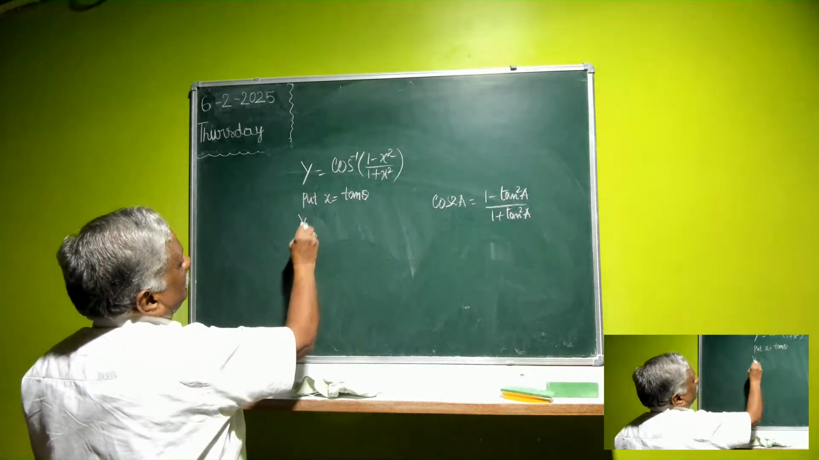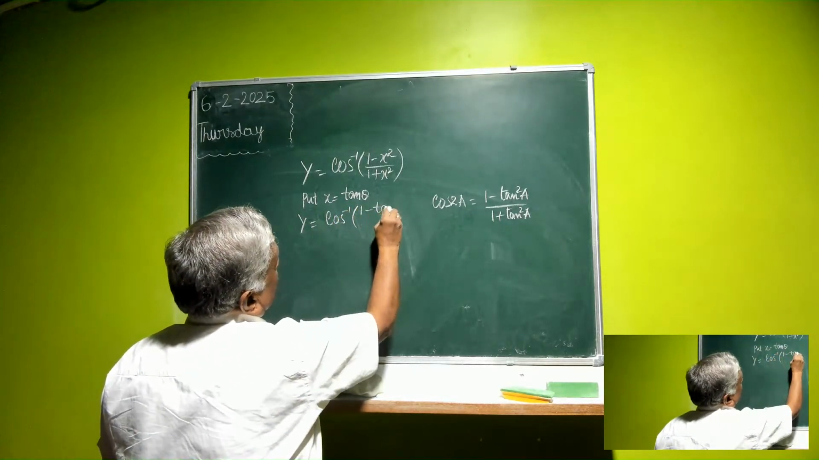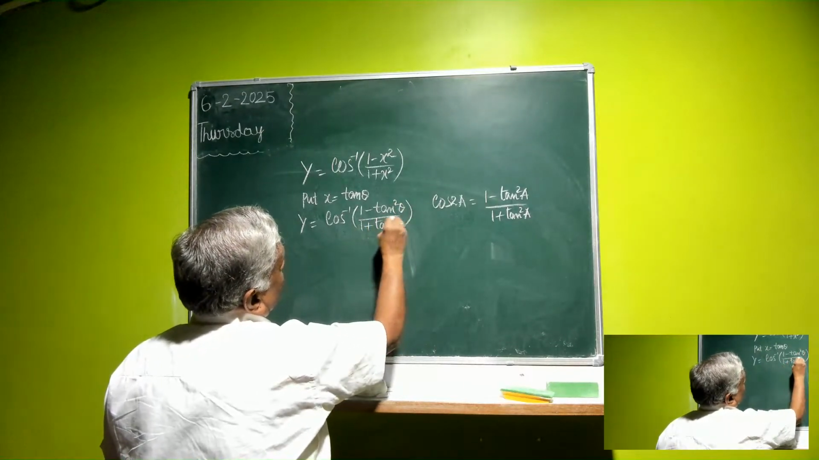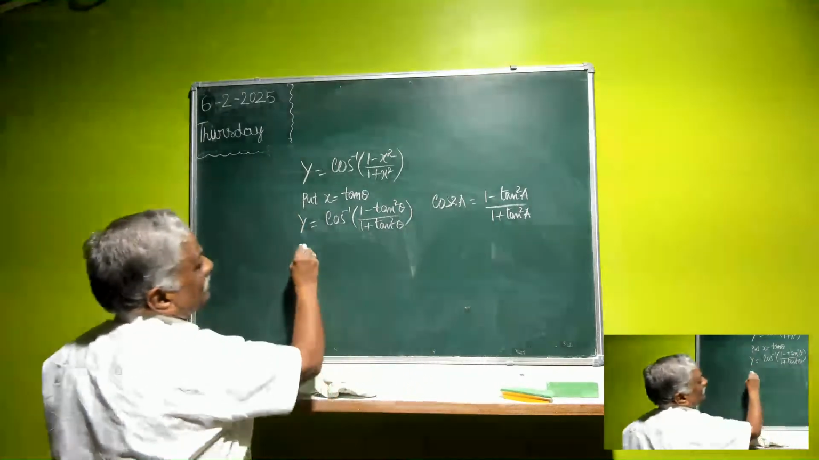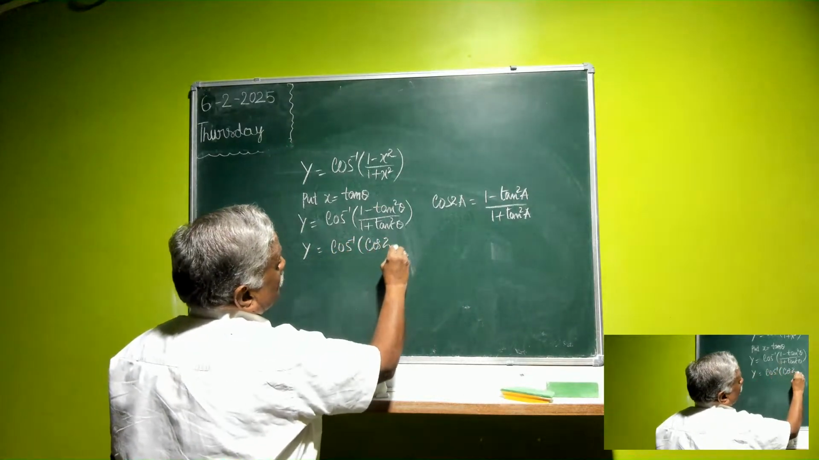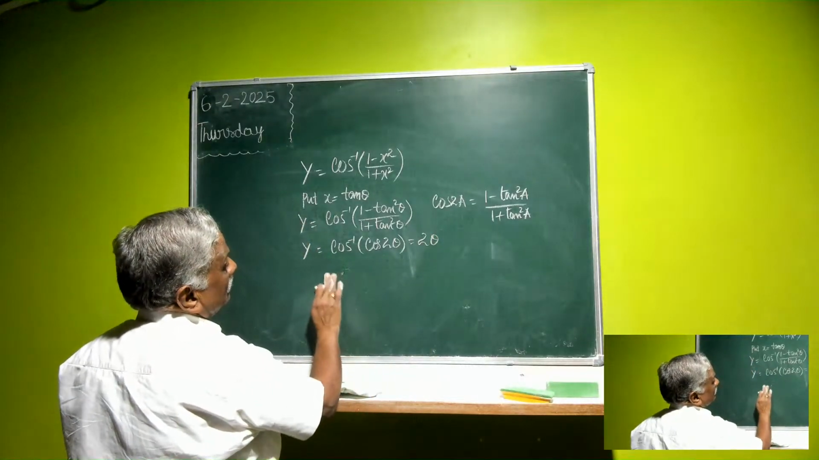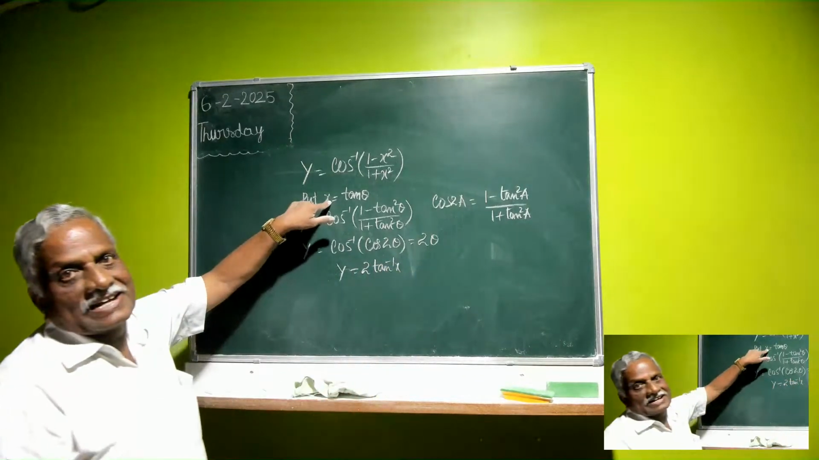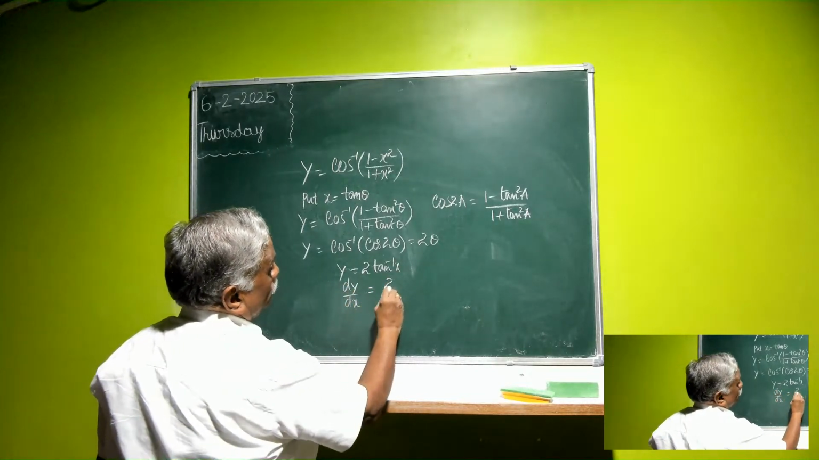Then y is equal to cos inverse of 1 minus tan square theta over 1 plus tan square theta. You know this is nothing but cos 2 theta. Y is equal to cos inverse of cos 2 theta. I am using the inverse trigonometry formula. This is 2 theta. But what is theta? Theta is tan inverse x, because we have taken x as tan theta. So what is dy by dx? 2 over 1 plus x square.